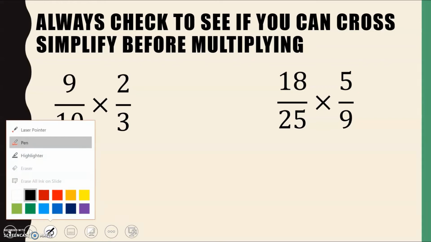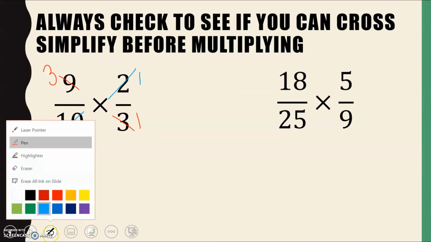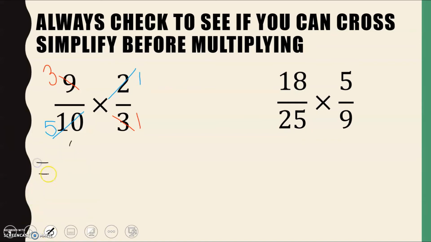So for our first one, 9 and 3 are both in my 3 times table, so I'm going to make that 3 and that 1. 10 and 2, well 2 5s give me 10, and 2 1s give me 2. So that is the same as 3/5 times by 1/1. So my final answer there is just 3/5. I can't simplify that anymore.